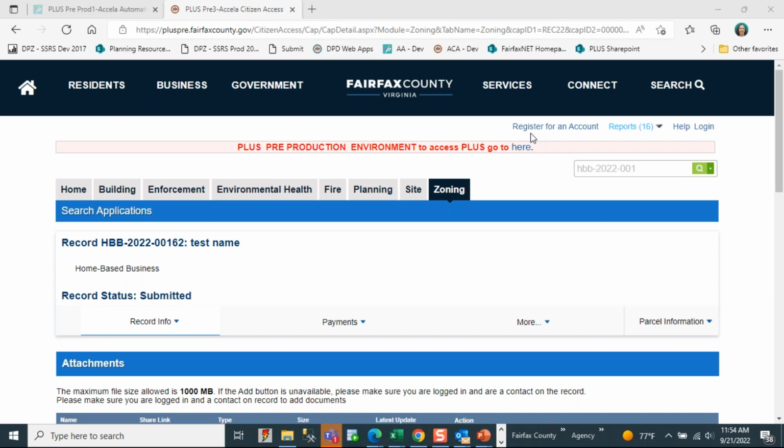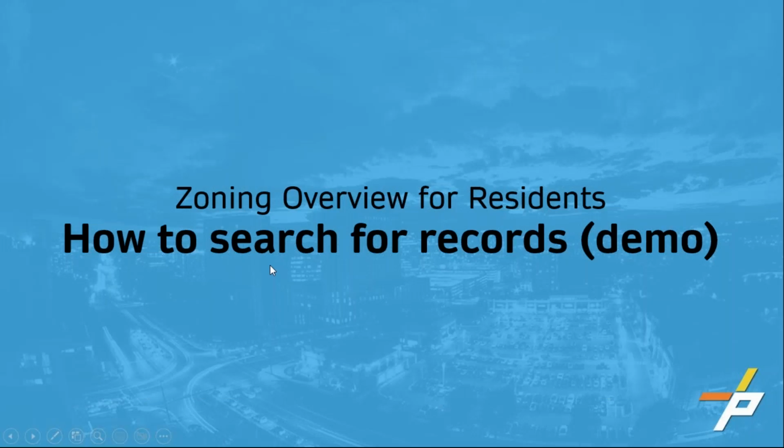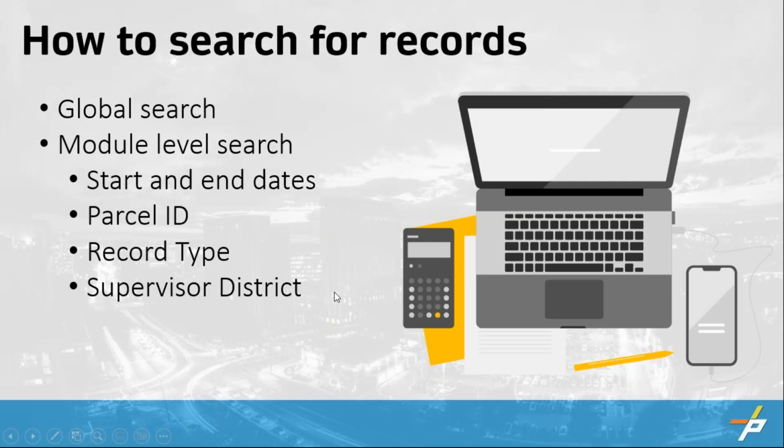The next part of this webinar is how to search for records in Plus. And I'm going to demonstrate this as well. There's 2 different major ways to search for records in Plus. One is globally, and the other is a module level search. So like within the zoning module itself.